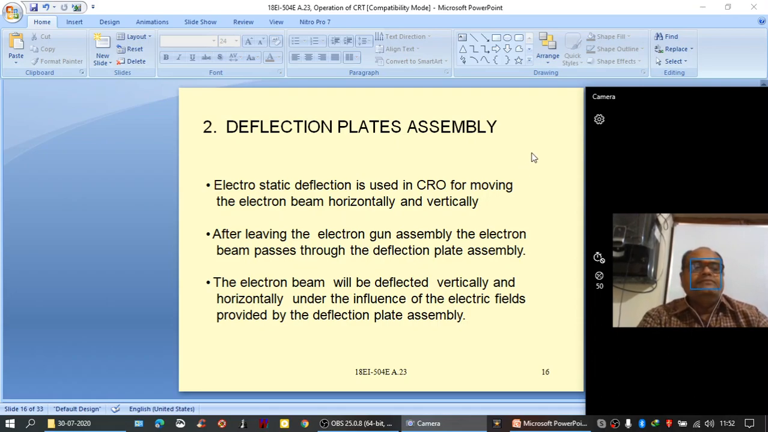Deflection plate assembly. First one is the electron gun that we have seen. The second one is the deflection plate assembly. Electrostatic deflection is used in CRO for moving the electron beam horizontally and vertically. After leaving the electron gun assembly, the electron beam passes through the deflection plate assembly.